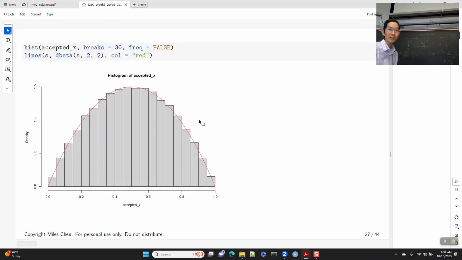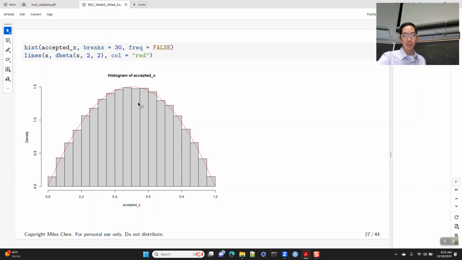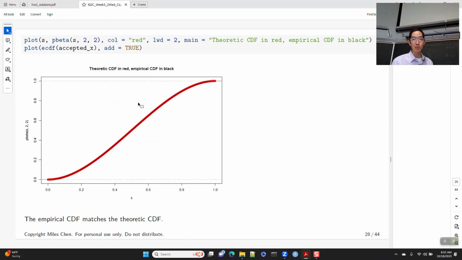This is my histogram of accepted x values. We can see that the histogram aligns with our target PDF quite well. Our target PDF is in red. Again, this is a random sample, so it's not perfectly aligned, and we have a tiny bit of mismatch right here. But overall, I would say it does a pretty good job of generating from this distribution.